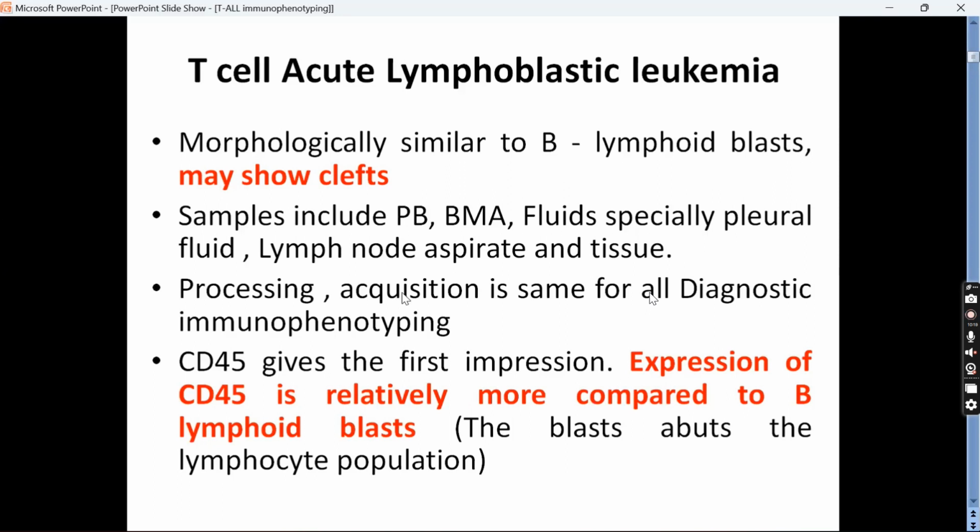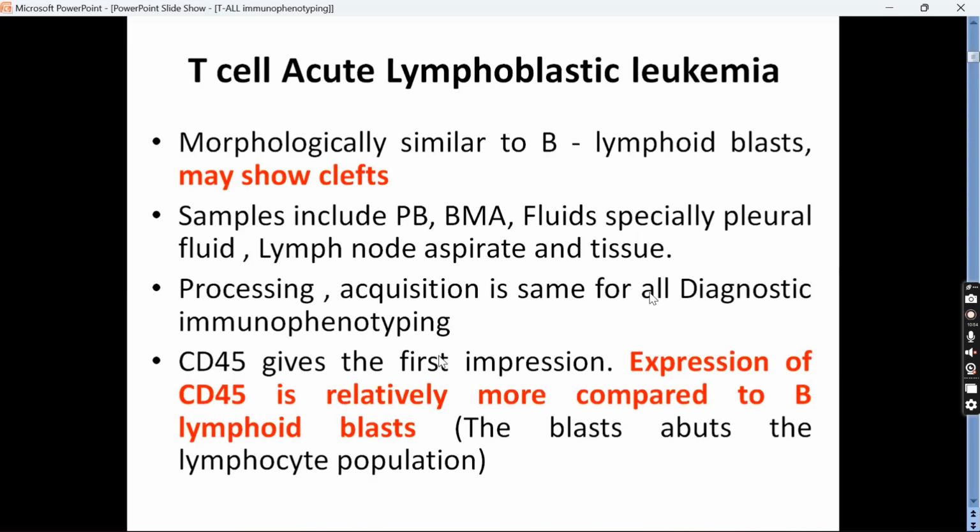Processing, acquisition, and the panels are all the same as for any acute leukemia. I'll not go into much detail because last time we discussed all these things. For acute leukemias, the panels, the processing and the acquisition all remain the same. If you have any doubts, you can ask me. As with BALL or any acute leukemia, CD45 gives the first impression. So the first or fourth universal plot you will be using is side scatter versus CD45. That will give you an idea whether the blasts are there or not.